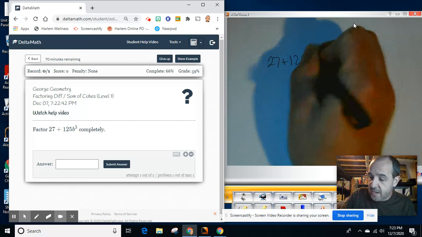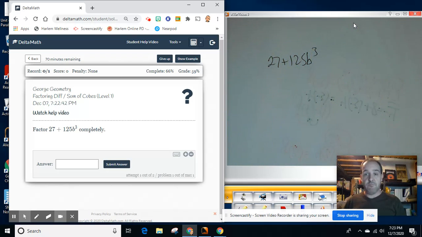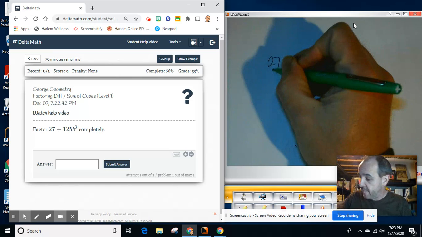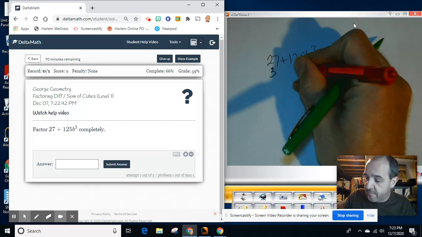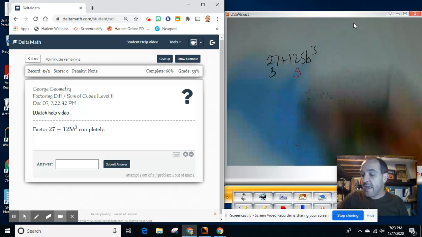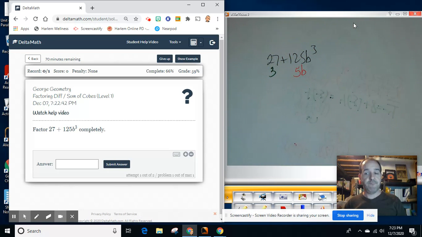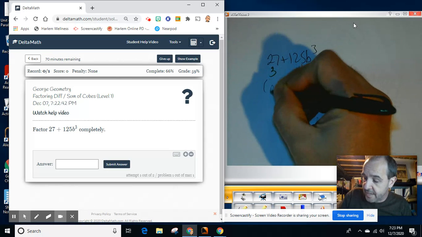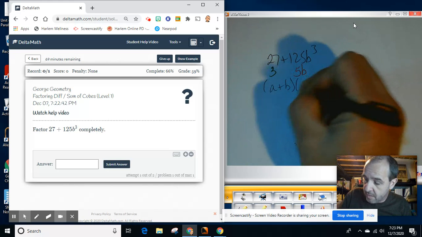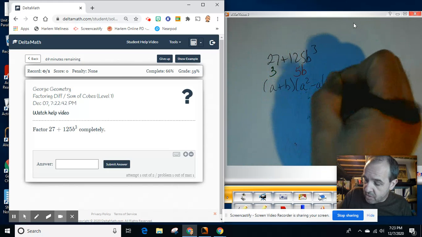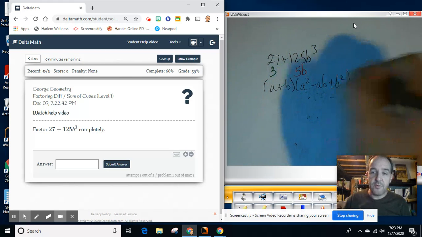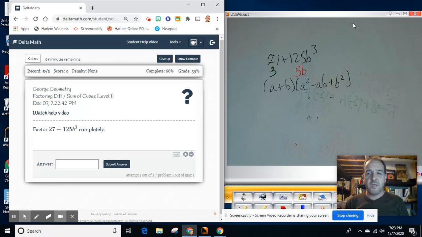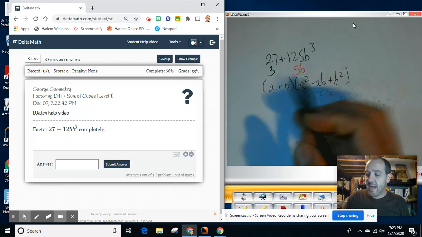So here I notice these are both perfect cubes. I cube 3 to get 27. I cube 5 to get 125. And I cube b to get b cubed. Now, as far as the form goes with this, I'll show you the generic form, and then we'll kind of fit it in here. So for a sum of cubes, it would look like this. So when I go to fill it in, this is my A, this is my B.